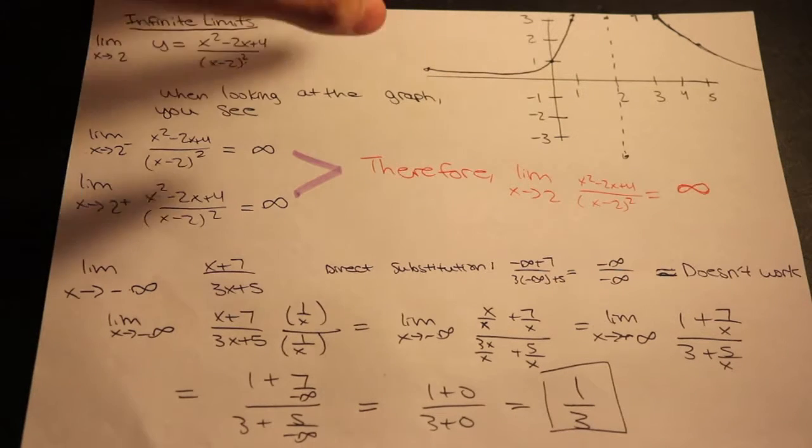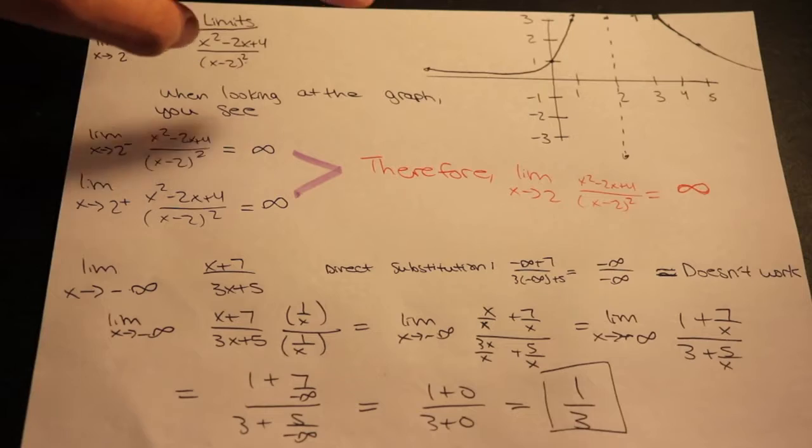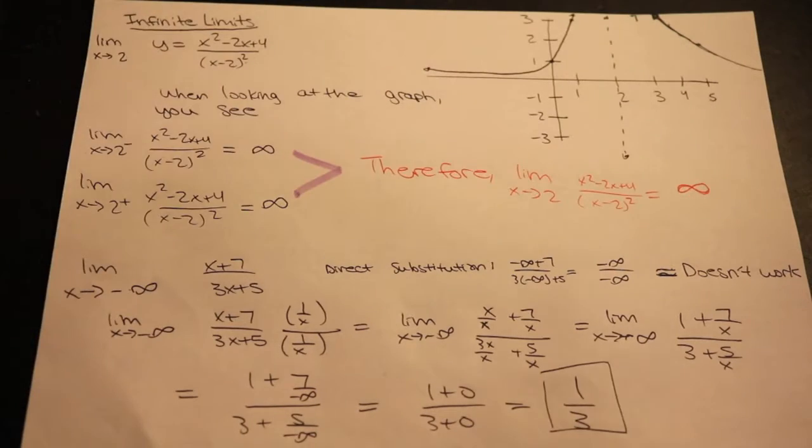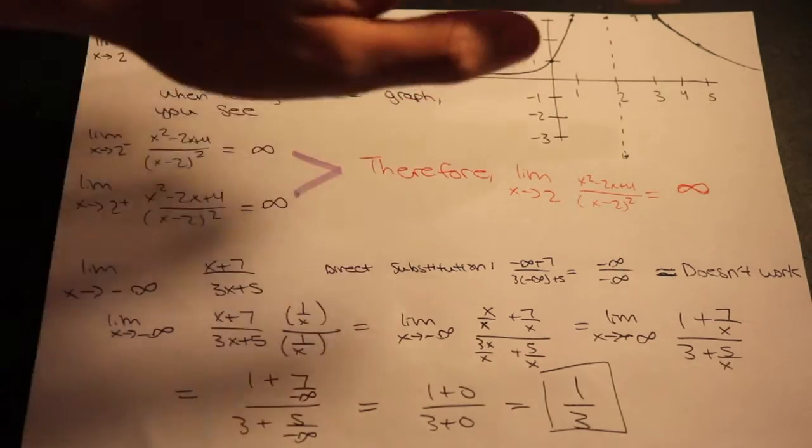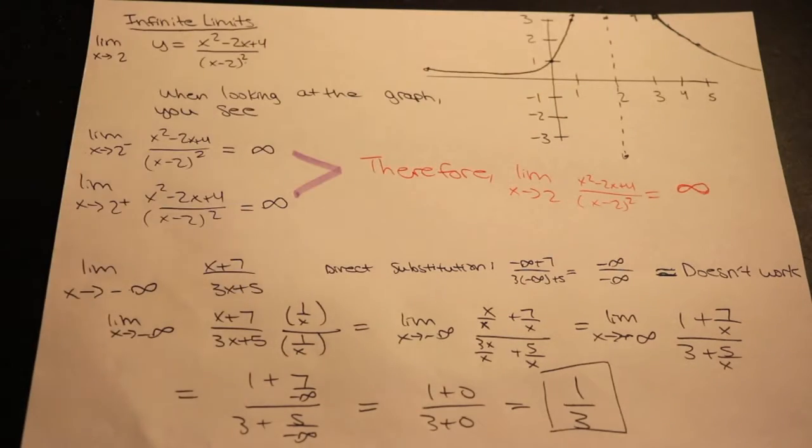However, if you see what it's approaching from the left side and the right side, you can see that they're both going up towards infinity. So therefore, you can come to the conclusion that the limit as x approaches 2 from the left equals infinity, and the limit as x approaches 2 from the right equals infinity. So therefore, the limit as x approaches 2 of this function is equal to infinity.